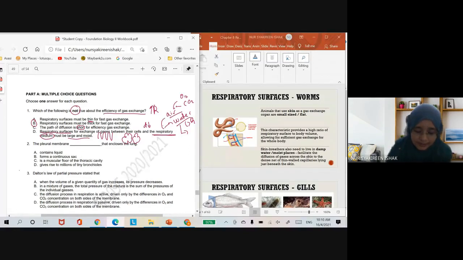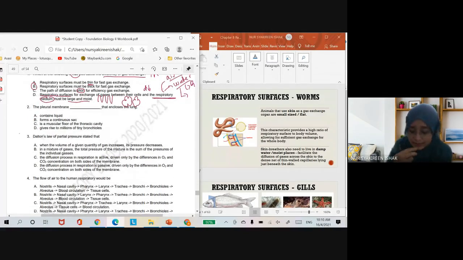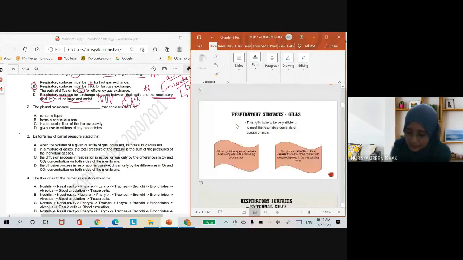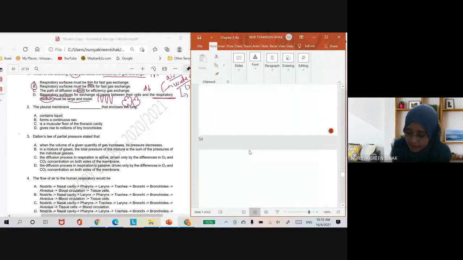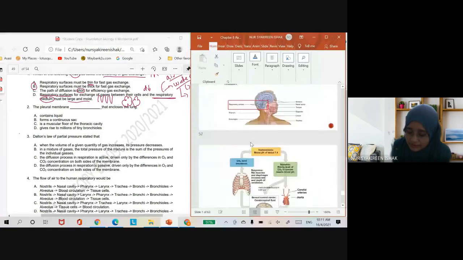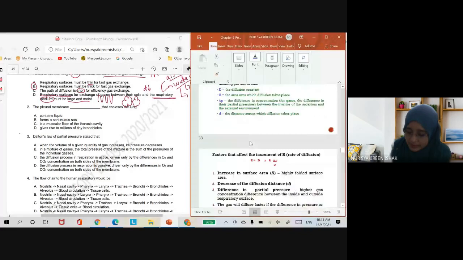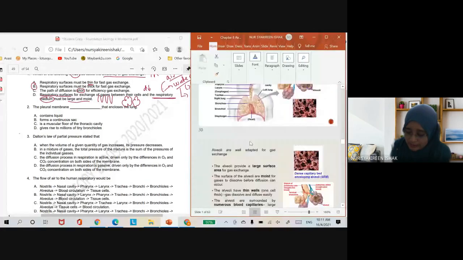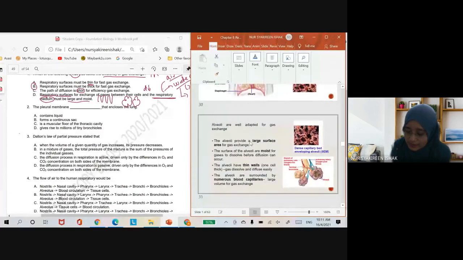Okay, so number 2, the pleural membrane that encloses the lung. The pleural membranes are a continuous sac that protects the lung. The pleural membrane has two layers, the parietal and the visceral. If we look at yesterday's notes, you need to know this. Between the two layers you have the pleural cavity that is filled with fluid.